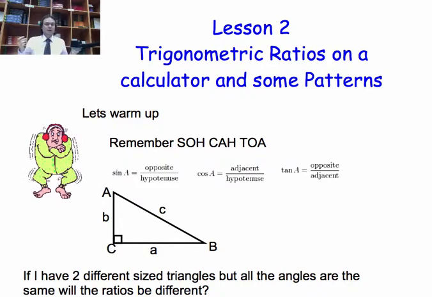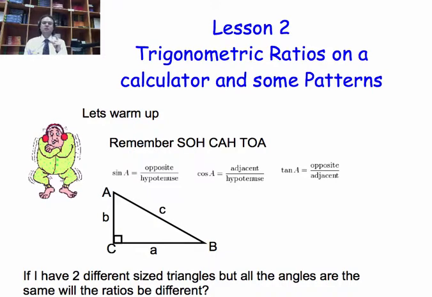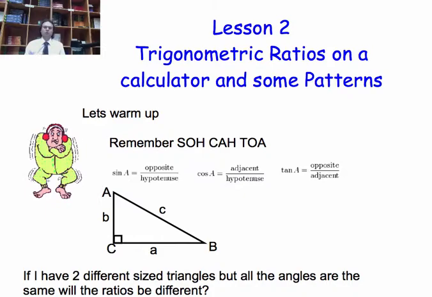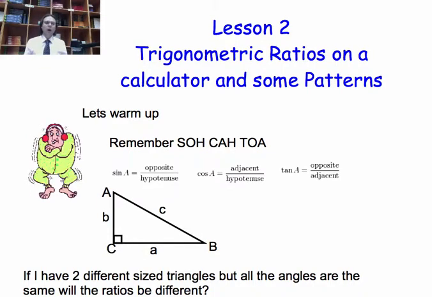Now, if I have two different sized triangles, but all the angles are the same, will the ratios be different? I want you to think about this and answer. Remember from yesterday, if I have two different sized triangles, but all the angles are the same, will the Sohcahtoa ratios be different? Yes or no? And why?